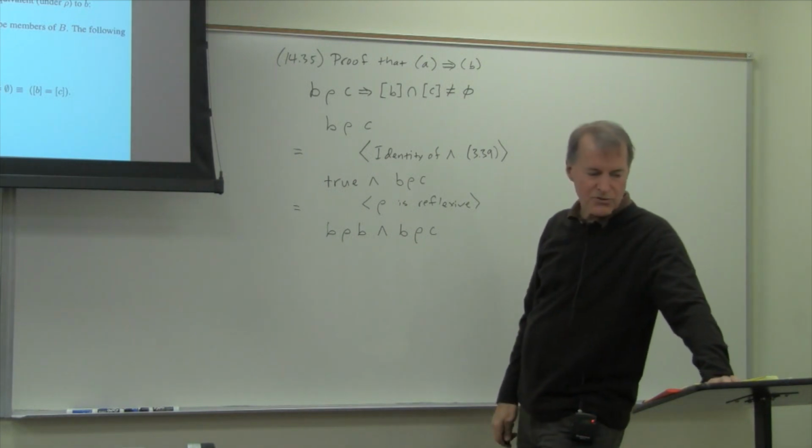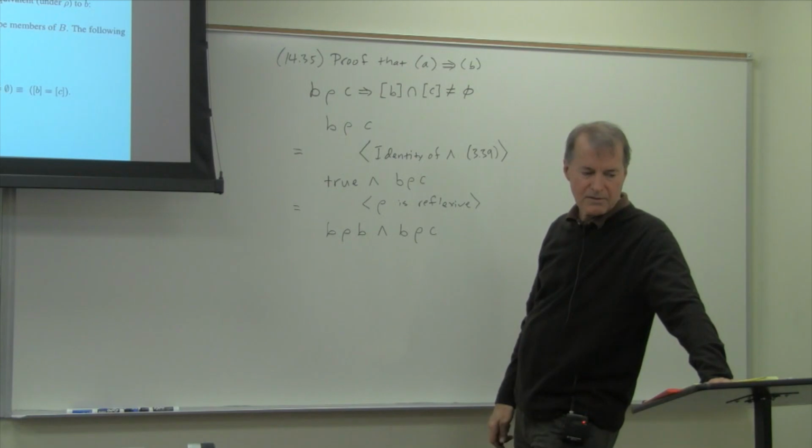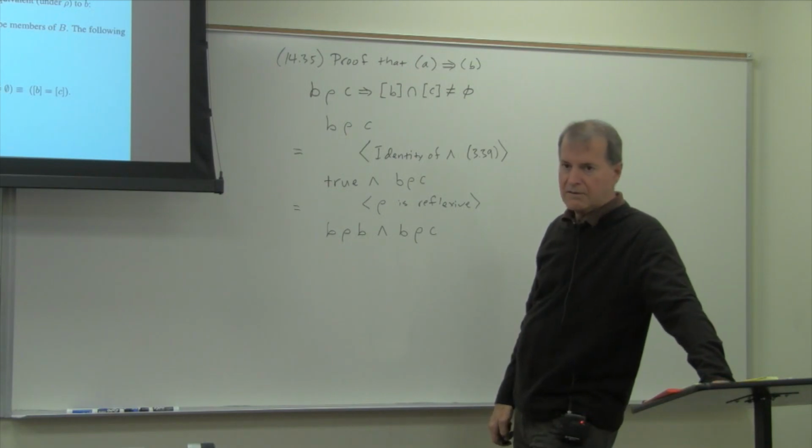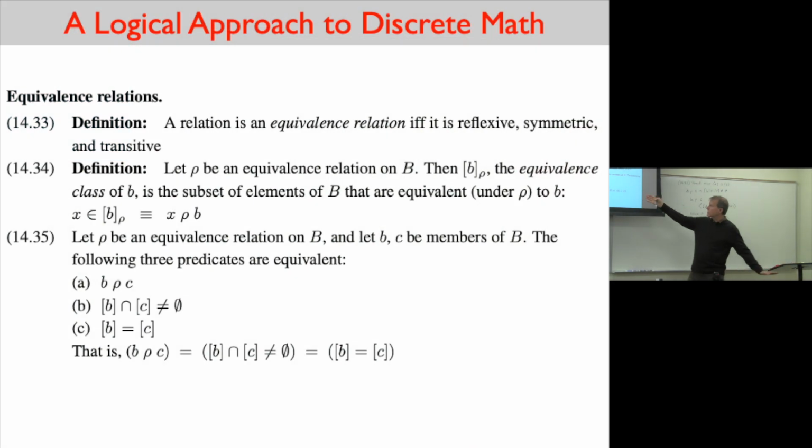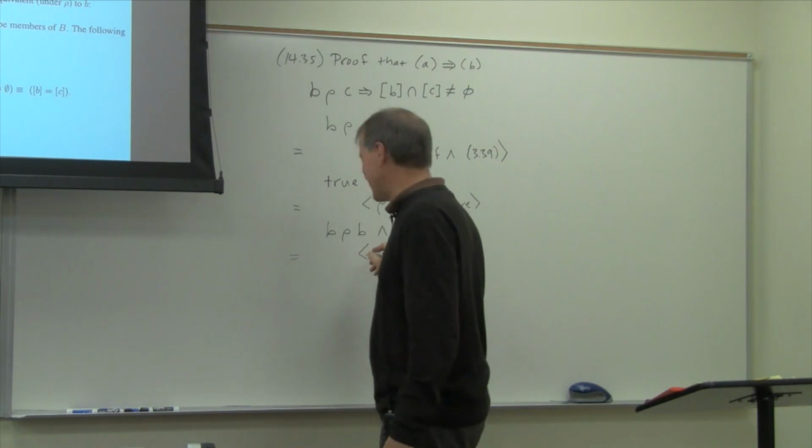How are we going to introduce the brackets? x ρ b equals x is an element of the bracket. Yeah, for 14.34. Here we have x ρ b, but that's the same thing as saying x is an element of the equivalence class. Are you with me? So that's the relationship, what it means to be an equivalence class. If b is an element of that equivalence class, yeah? Okay, so this is so cool.